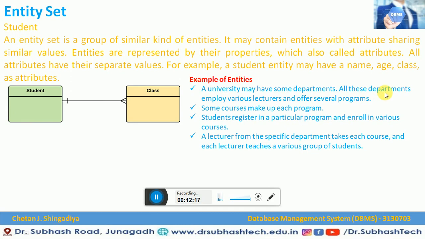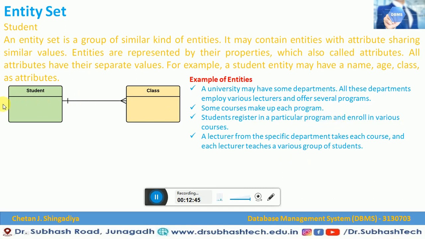All these departments employ various lecturers and offer several programs. Some courses may make up each program. Students register in a particular program and enroll in various courses. A lecturer from the specific department takes each course, and each lecturer teaches a various group of students. So this is how you can understand the entity set for a particular university example.